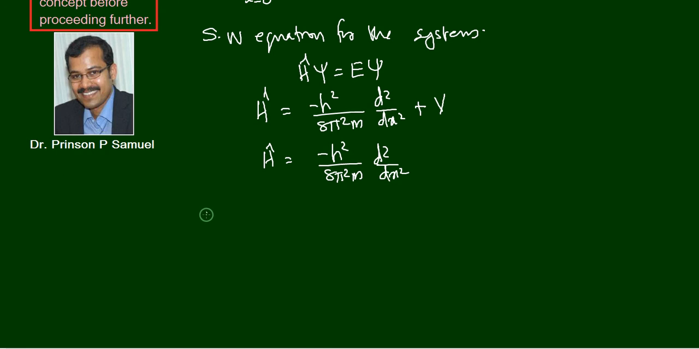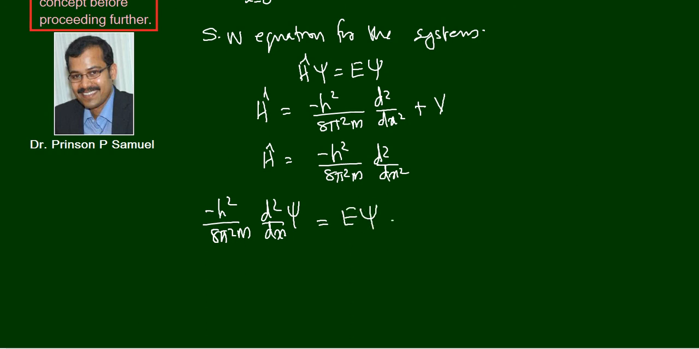So the Schrodinger wave equation is minus h square divided by 8 pi square m, d square by dx square of psi, where psi is the wave function or state function of the particle in a one-dimensional box. We don't know the expression for psi at this moment. We just assume that psi is the wave function of this system, and we put it in the Schrodinger wave equation. Okay, so H cap psi is equal to E psi.